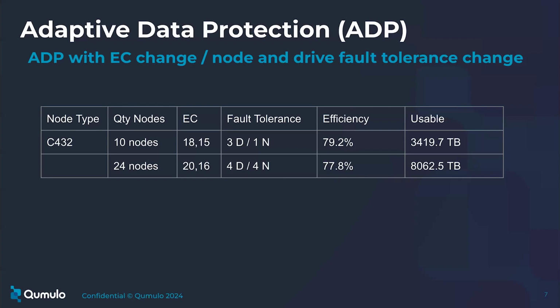Obviously, that's a heavy lift at that point. But if you got the rack space for it, great. We're doubling our capacity out here. And again, in this example, we're going from a 3-drive 1-node fault tolerance up to 4-drive and 4-node.